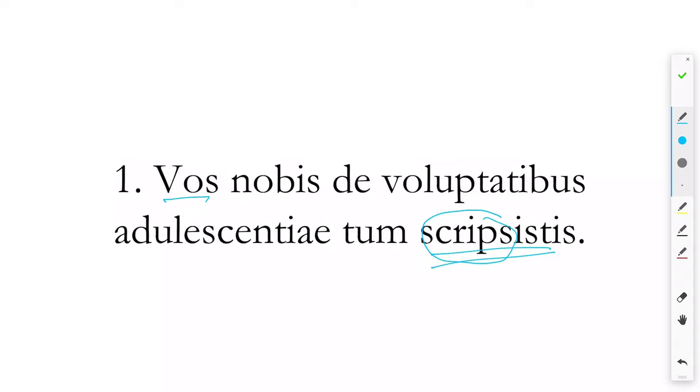You have written. Then with verbs of giving, showing, or telling, we have the dative case, which is your nobis, dative, plural, could be masculine, could be feminine. You have written to us de voluptatibus adolescentiae, about the desires of youth, and then tum is the adverb, at that time.